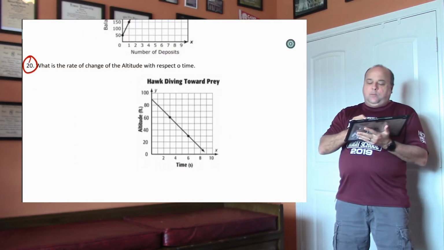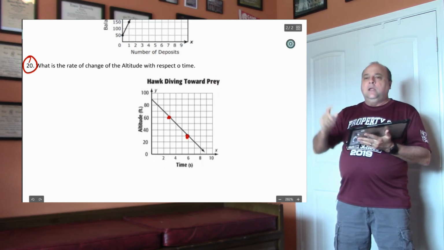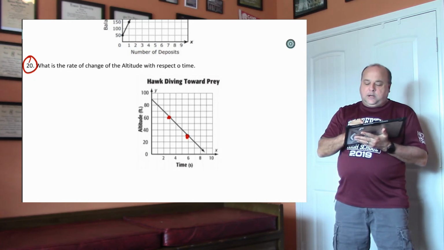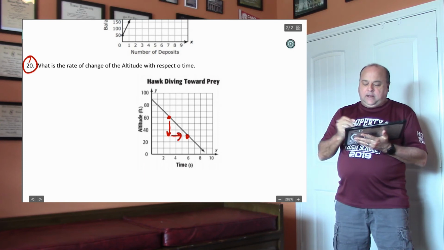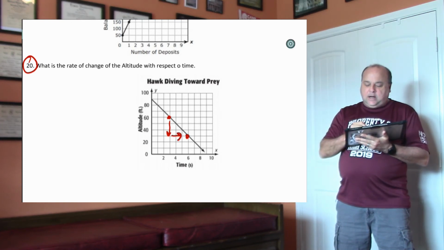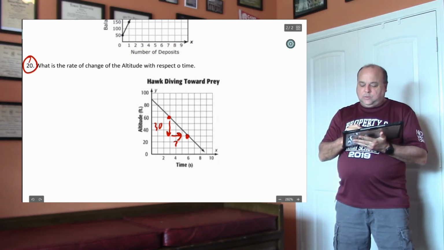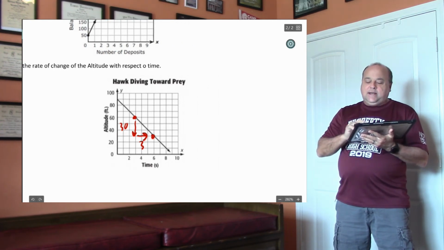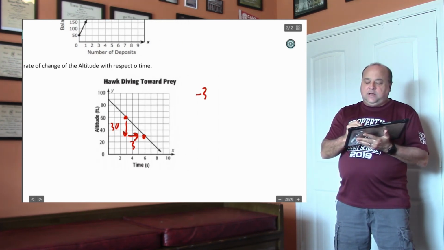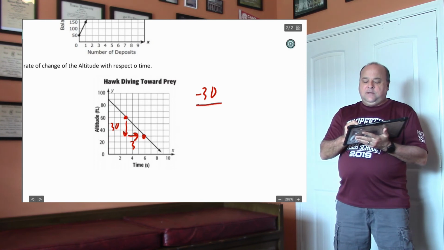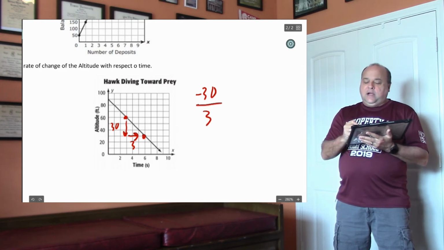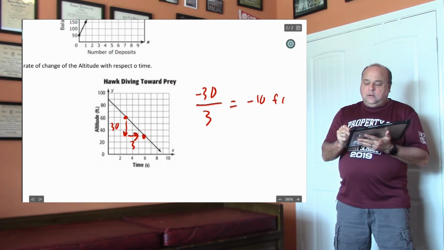This one right here, remember, we're going to go from left to right. And so on this one, we won't go up, we're going to go down, and we're going to go to the right. So how much am I going down? I'm going down, let's see, that's 20, 30. I'm going down 30, and I'm going to the right. Let's see, 3 to 6 would be 3. So since I went down, it's not going to be a positive 30, it's going to be a negative 30. And then I went to the right 3. That would return a slope of negative 10, which is feet over 1 second.